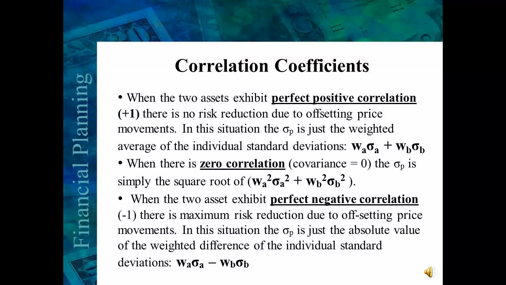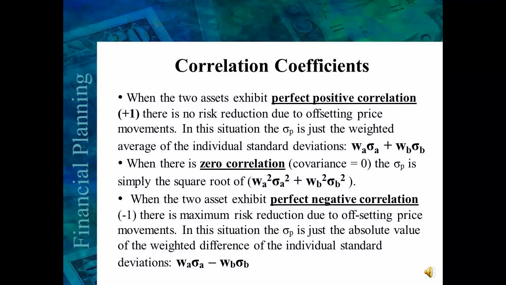When there is zero correlation, i.e. the correlation coefficient rho equals 0, sigma p is simply the square root of the squared weight of asset A times the variance of asset A plus the squared weight of asset B times the variance of asset B. This is because the third term, 2 times the weight of A, weight of B, covariance, equals 0.